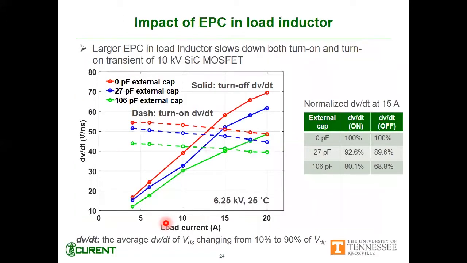This slide shows we need a good measurement setup to capture the transient accurately. This figure shows the turn off dv/dt with different EPC in the load inductor. The dv/dt we calculated here is the average dv/dt of VDS as it changes from 10% to 90%. We can see the larger EPC slows down both turn on and turn off dv/dt. And based on the normalized dv/dt table here, it has a more significant impact on the turn off transient. It slows down the turn off transient more significantly.